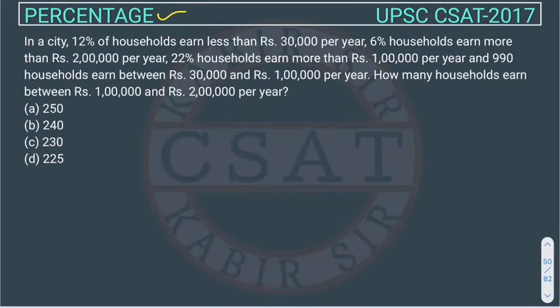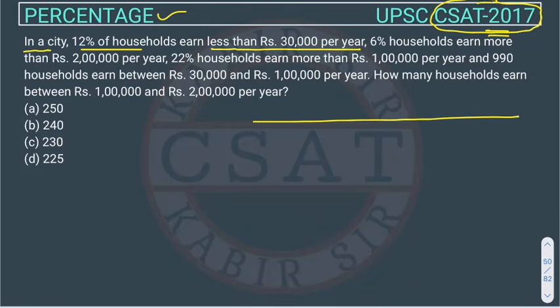This is a question of percentage asked in UPSC CSAT 2017. This is a good question. In a city, 12% of the households earn less than 30,000 per year. So draw a line. Now this is 0 and this is 30,000. It says 12% of the households earn less than that, so from this to this will be 12%.